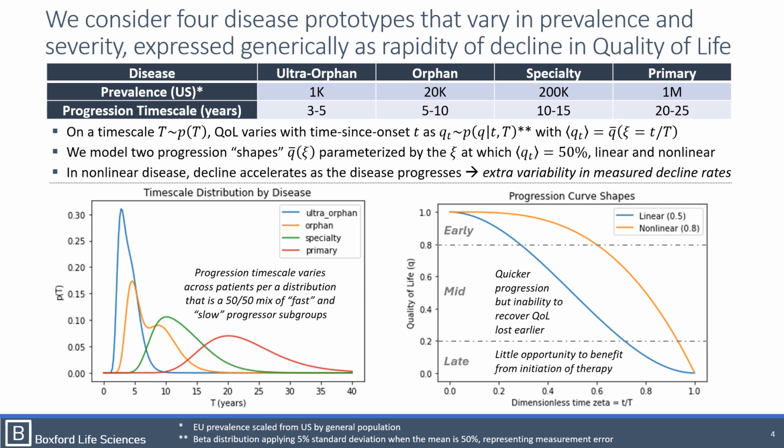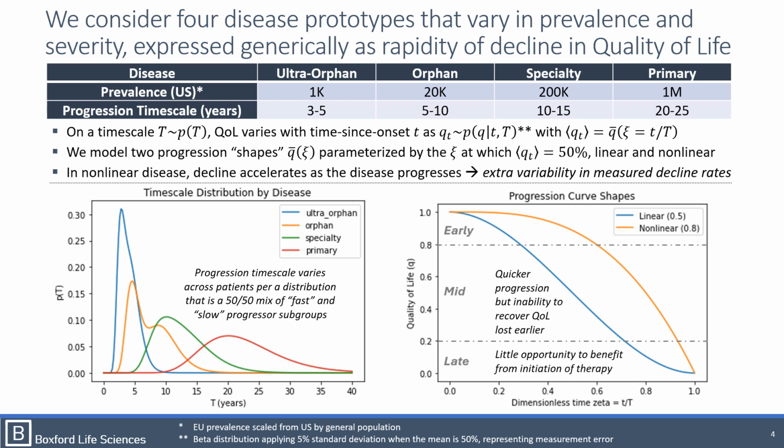We have 4 diseases, starting first with ultra-orphan, which has 1,000 patients in the US and progresses over a time scale of 3 to 5 years. Orphan, 20,000 patients in the US with a time scale of 5 to 10 years. Specialty, 200,000 patients progressing over 10 to 15 years. And primary, with 1 million patients in the US progressing over 20 to 25 years.